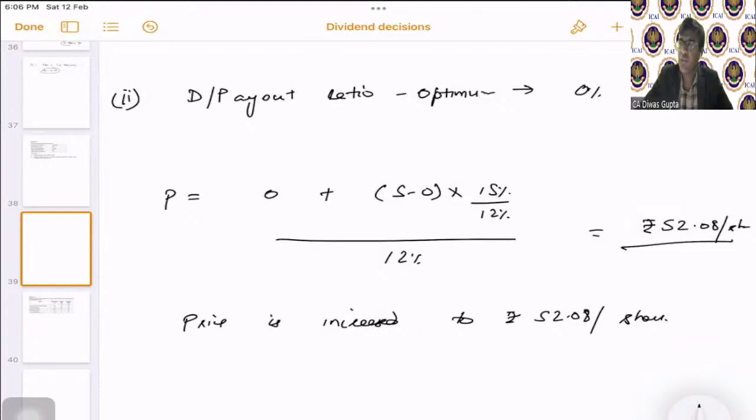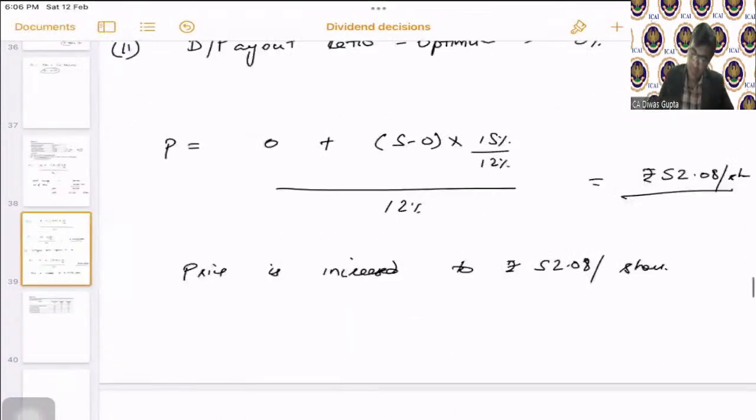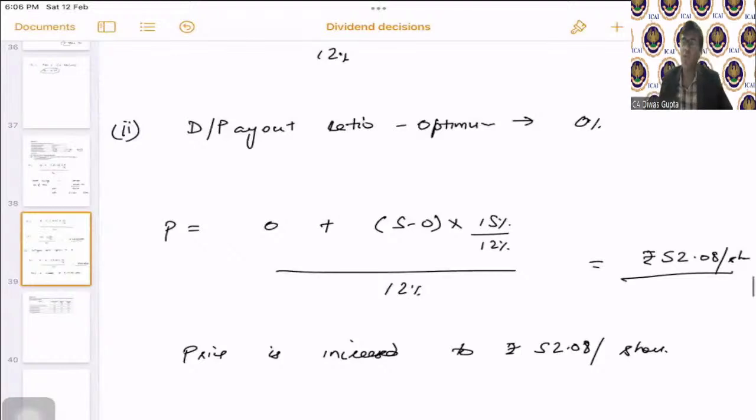Okay, students. So this was a very easy and very simple question. Let's quickly move forward because we have a lot of questions to solve today. This was a very simple data driven question. The data has to be put in the formula.